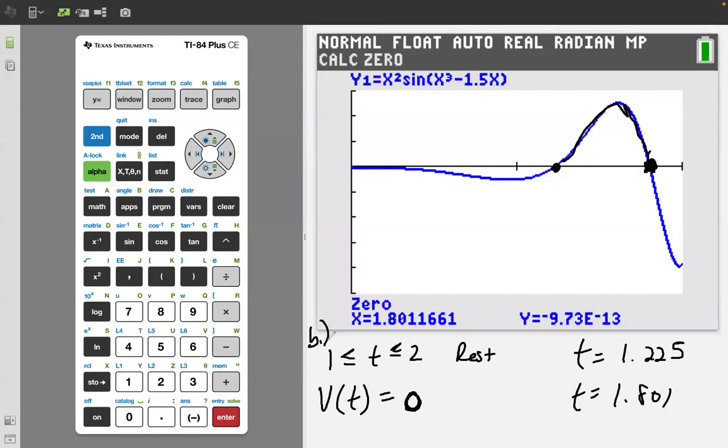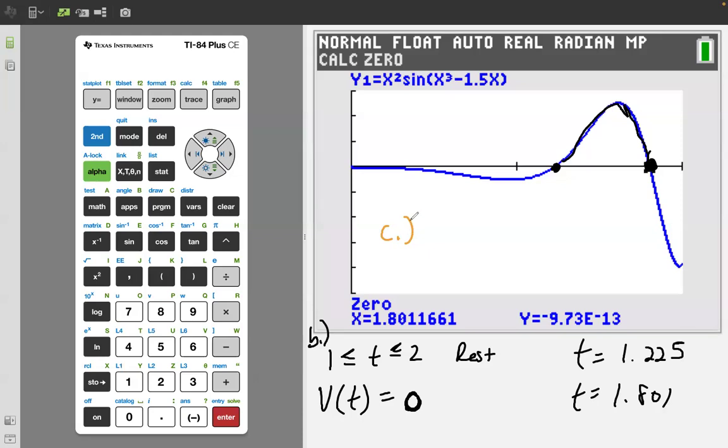Okay, next we're going to do question C. I don't have to erase anything. Question C says, find the open intervals on the interval of time from 0 to 2 where the particle is moving to the right. Well, the definition of a particle moving to the right is the velocity is positive, which means greater than 0. We're looking at the graph of velocity.